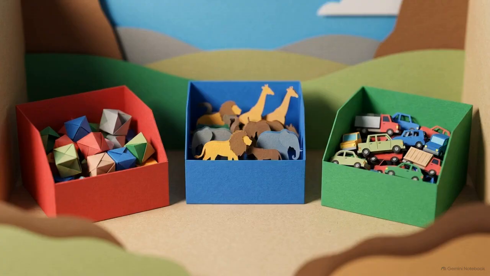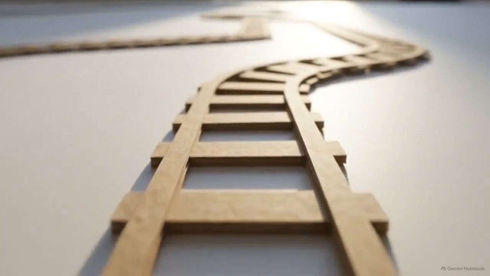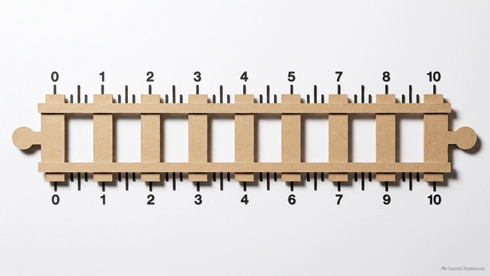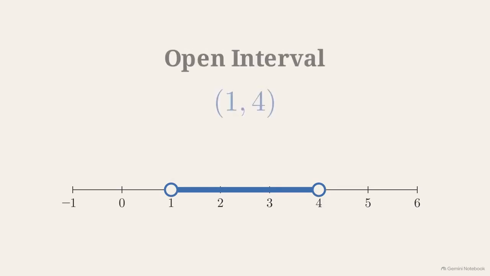Up to this point, we've been sorting separate individual items into boxes, but now we look at the number line. Think of it like a continuous wooden train track stretching out in front of us. We are moving from separate toys to solid, unbroken pieces of track, which we call intervals. Here on our number line is a piece of track marked from 1 to 4. Notice the open holes at the ends. This open interval means we can travel strictly between 1 and 4, but cannot touch the exact endpoints.